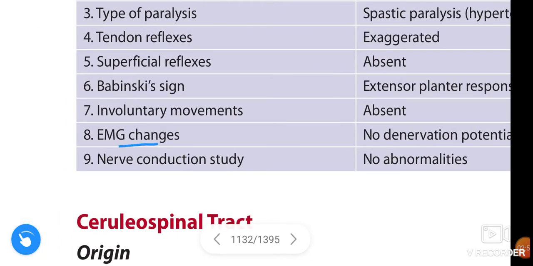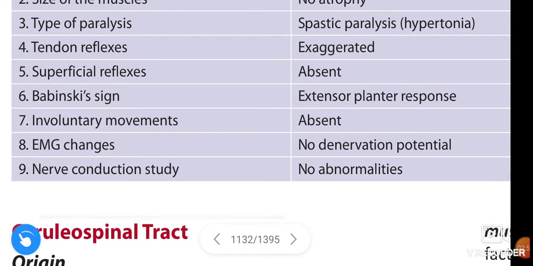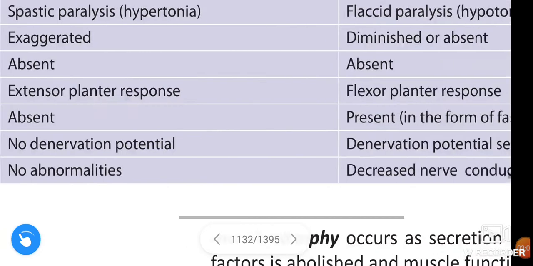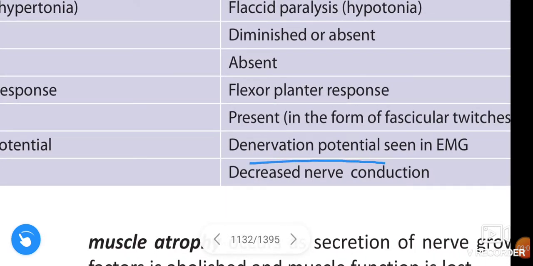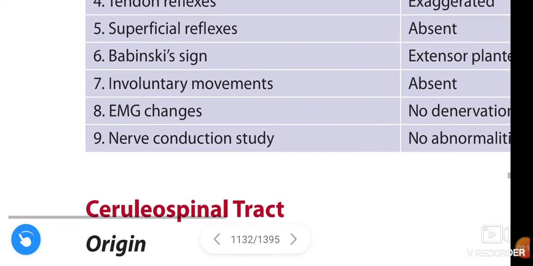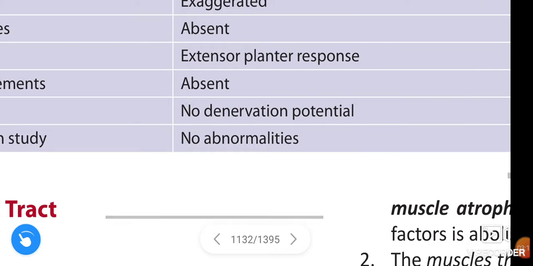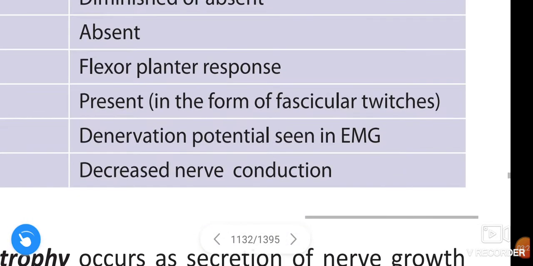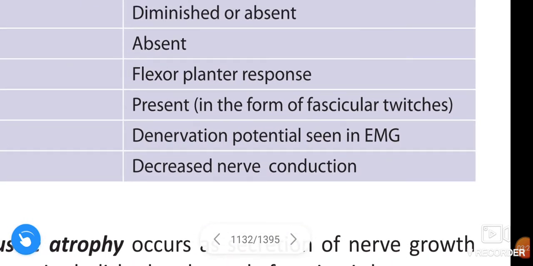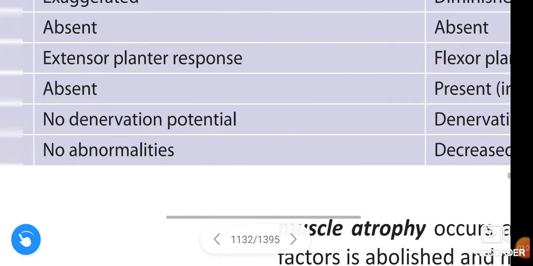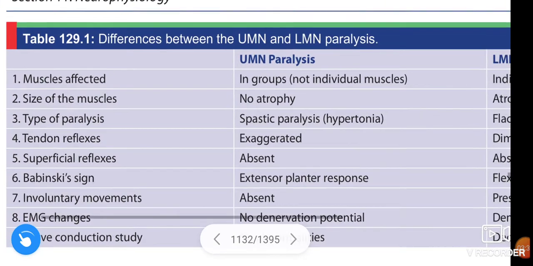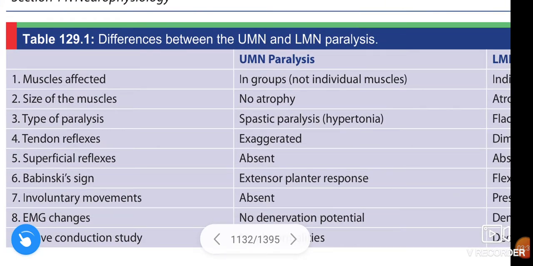Next, EMG changes. No denervation potential in upper motor neuron paralysis. Denervation potential is seen in EMG in lower motor neuron paralysis. Next, nerve conduction study. No abnormalities are seen in upper motor neuron paralysis. When it comes to lower motor neuron paralysis, a decrease in nerve conduction is observed. This is about the differences between upper motor neuron and lower motor neuron paralysis.